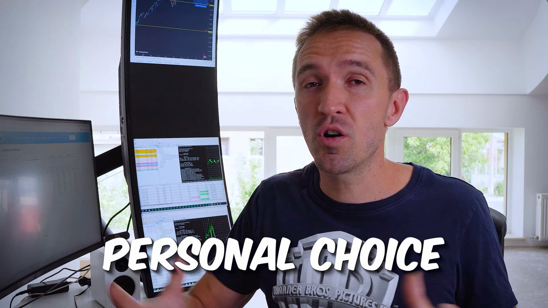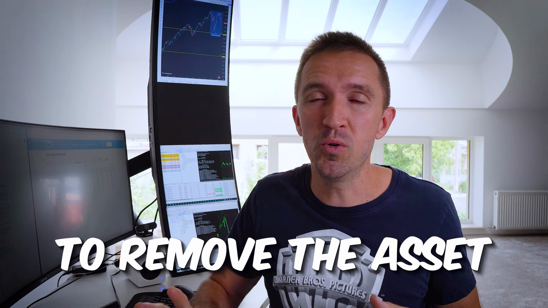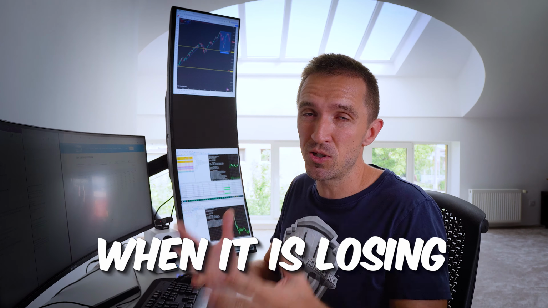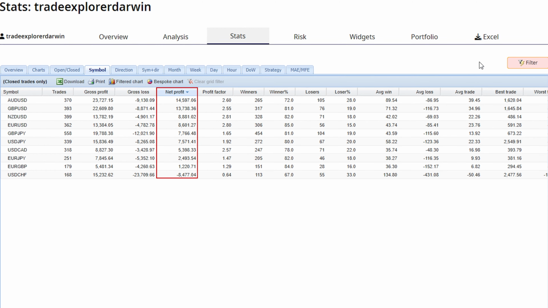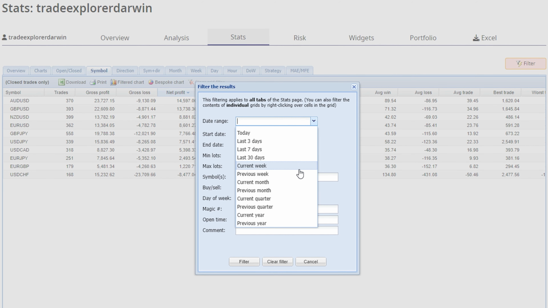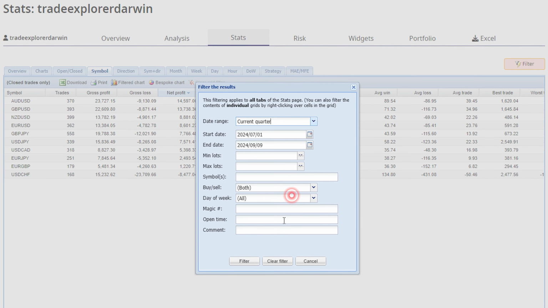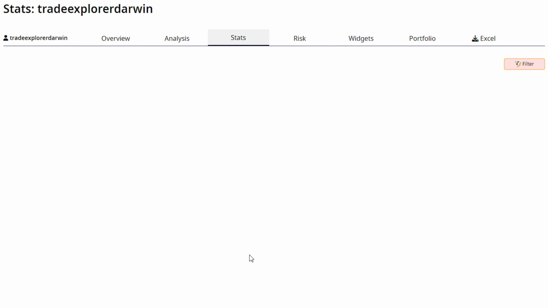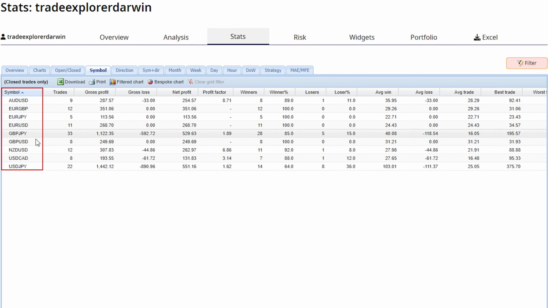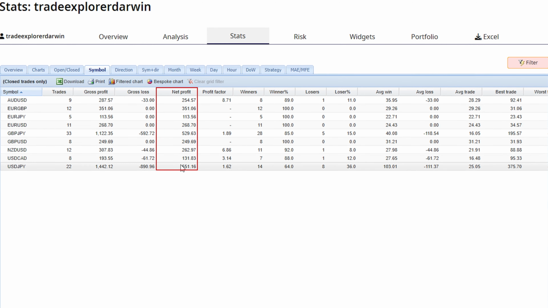Now it's a personal choice whether you wish to remove the asset or you want to keep it when it is losing. I personally decided to remove it from the account. So if I show you, for example, the performance for, let's say, the current quarter, you will notice that the dollar Swiss is not anymore among the currency pairs that trade, and all of those are in profit.